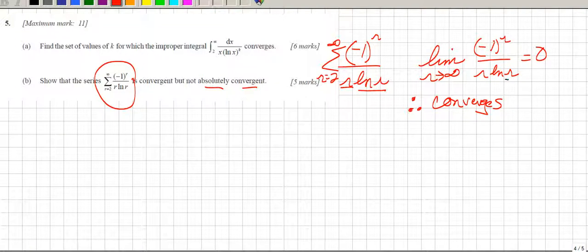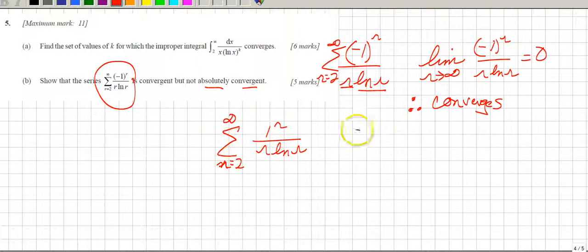Now to check for absolute convergence, we're going to consider what if this were positive instead of negative. So 1^r over r ln r, and r goes from 2 to infinity still. Now what we have to do is think about this. Well, we know from the first part of this problem that the improper integral converged only when k was greater than 1.